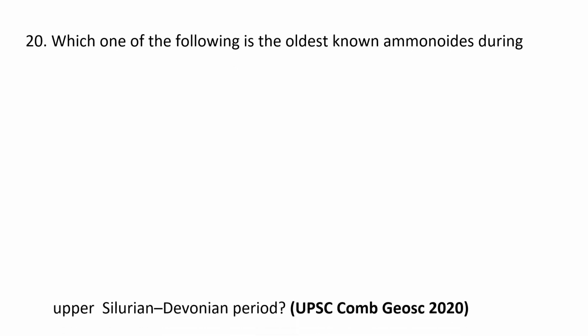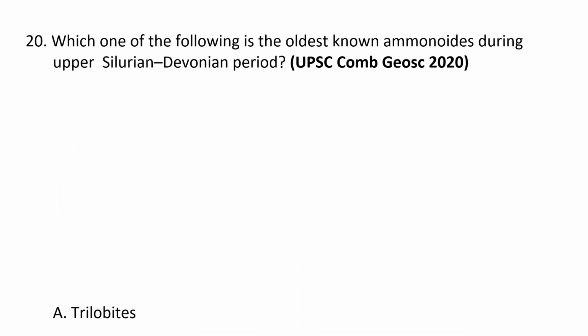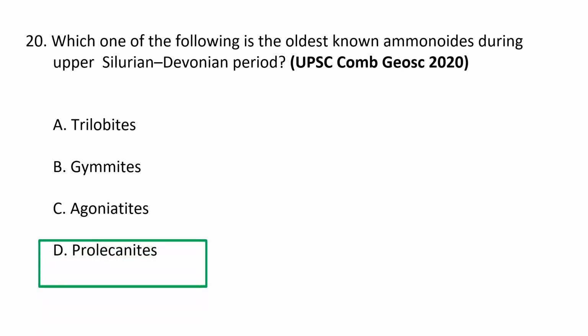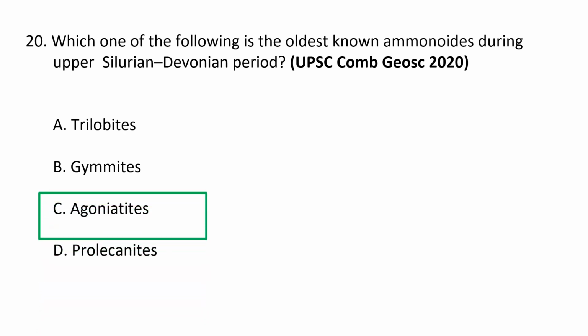Next question. Which one of the following is the oldest known ammonoid during the Upper Silurian to Devonian period? A. Trilobites, B. Gyroceras, C. Agoniatites, and D. Prolecanitites. So the oldest known ammonoid during the Silurian to Devonian period is known as Agoniatites. This is a genus of primitive ammonoids belonging to the order Agoniatitida, family Agoniatitidae. It temporally ranges in age from Silurian to Middle Devonian. C is the correct option.